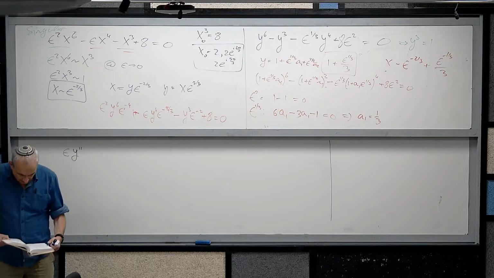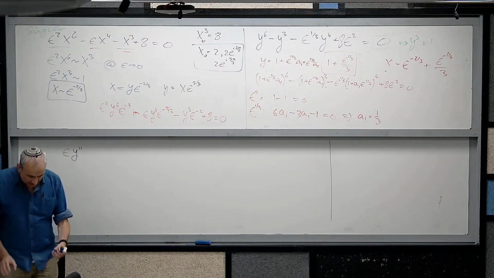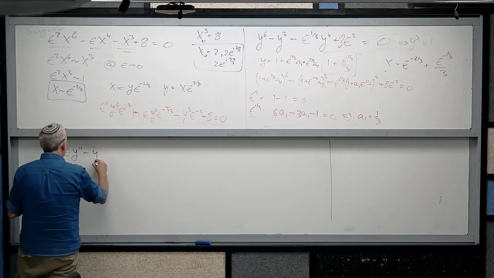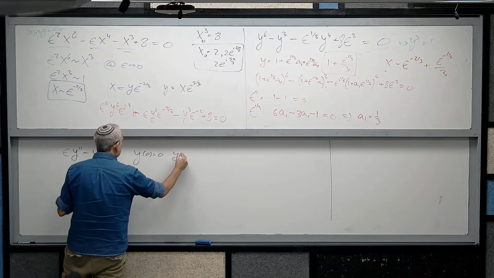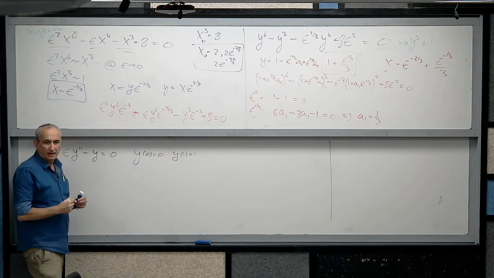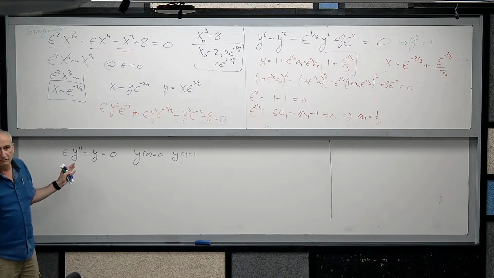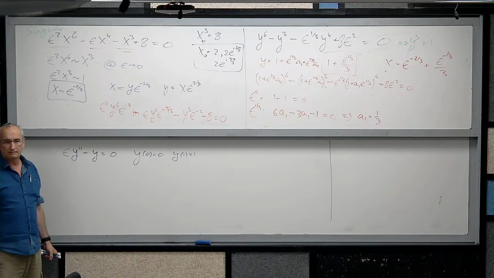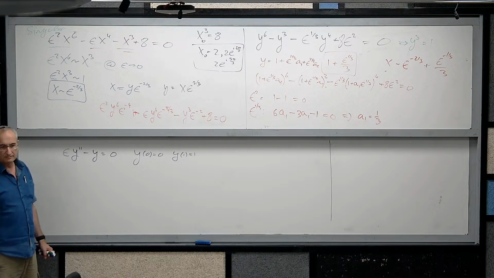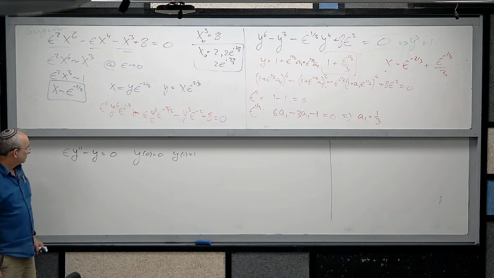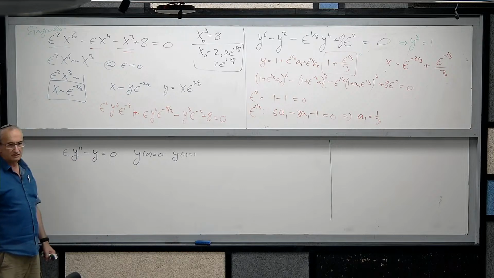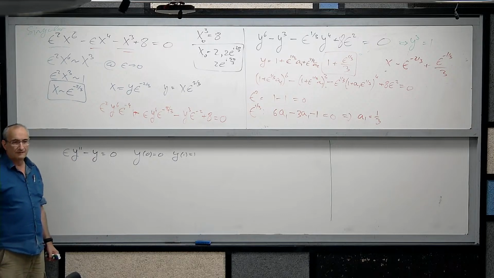Yes. So epsilon y double prime minus y is 0, where y of 0 is, let's say, 0, and y of 1 is, let's say, 1. Right? We have a differential equation. Now, this is a solvable problem. Why is it solvable? What do you mean, it's just a harmonic oscillator? Not necessarily, because you have a minus here, not a plus. Okay, so it's not the exponents, yes.